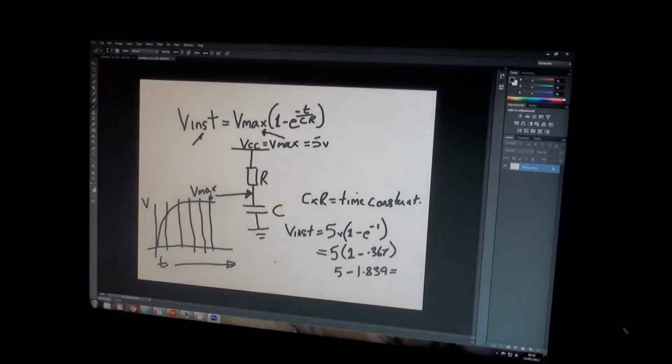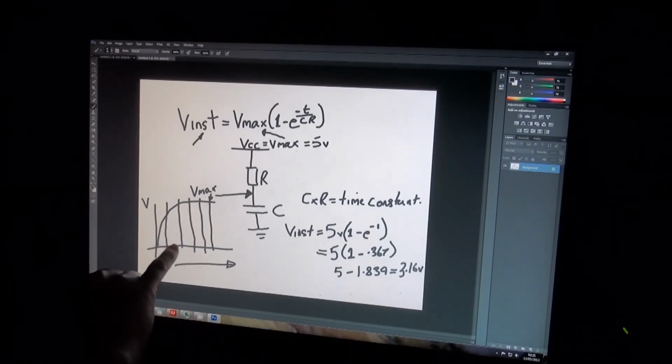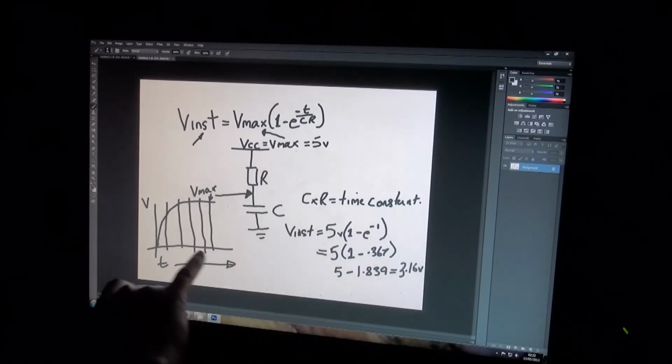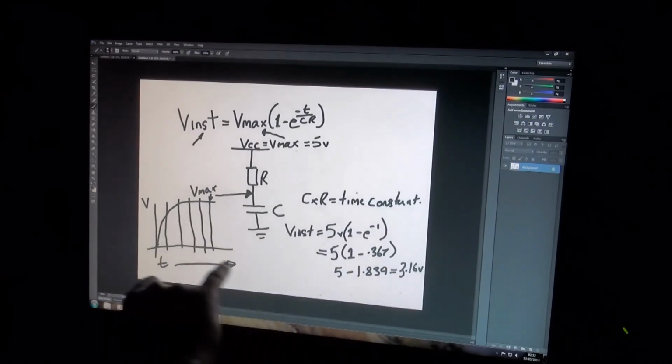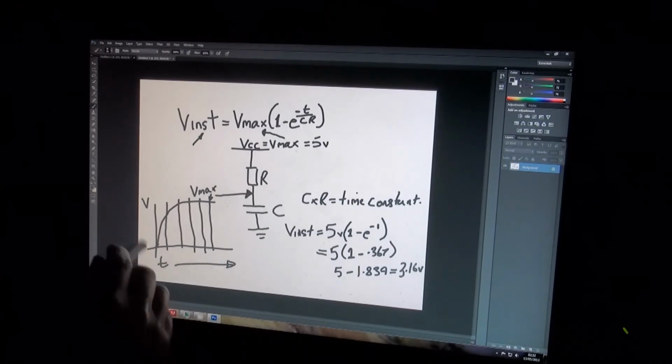We get a voltage of 3.161 volts, like so. And you could then do that for each of these time constants here. So I've done it for one time constant. The next time constant would be e to the -2, then e to the -3, e to the -4, e to the -5. For each of those you'll get an instantaneous voltage, and you can plot that on a graph.